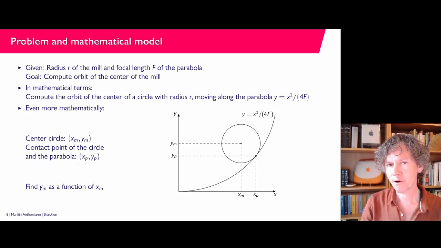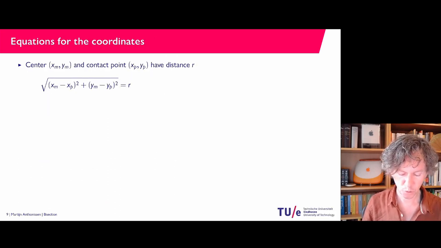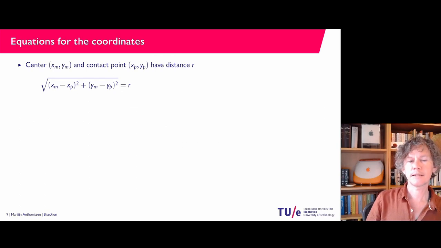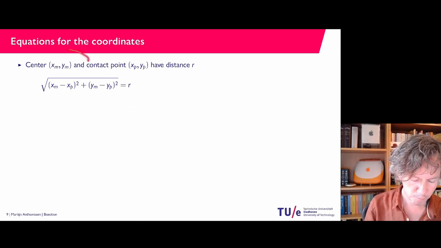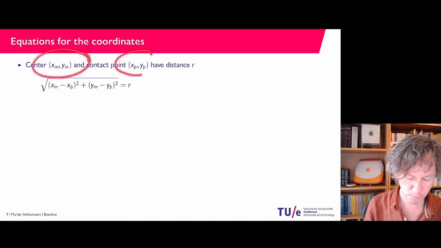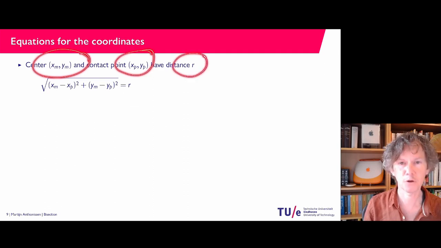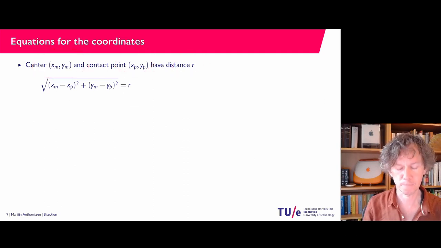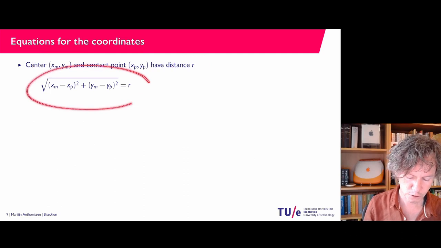To find a direct formula is not easy, and I'll try and convince you why. So let's look at a couple of formulas. We know that the midpoint of this circle plus the contact point have a distance little r, because that's the radius of the milling device. So that leads to this equation.